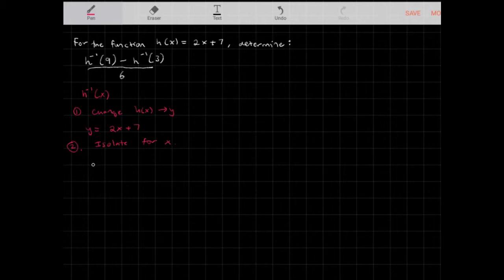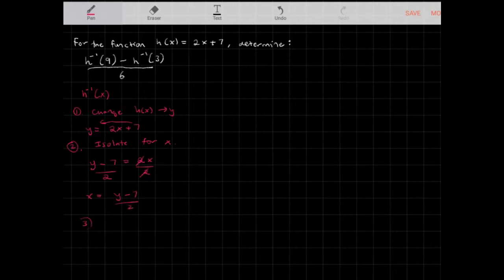For isolating for x, I'm going to move the 7 to the other side first. So you get y minus 7 is equal to 2x. You want to solve for x, so I'm going to divide by 2 on both sides. So x is equal to y minus 7 over 2.